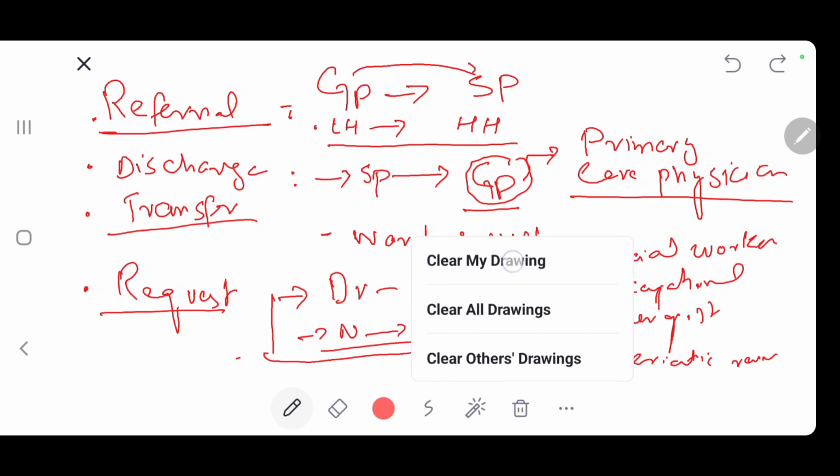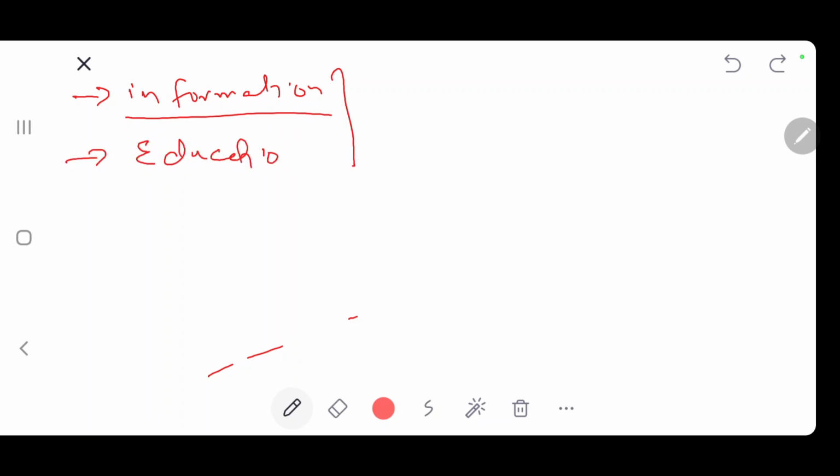Afterward, we also have some other types of letter, which include the information letter and the education letter. These two types of letter are less likely in medicine and nursing. These are mostly related to pharmacy.